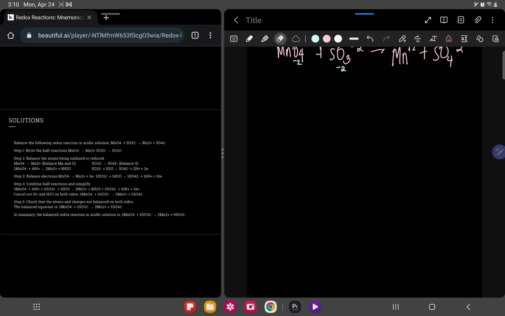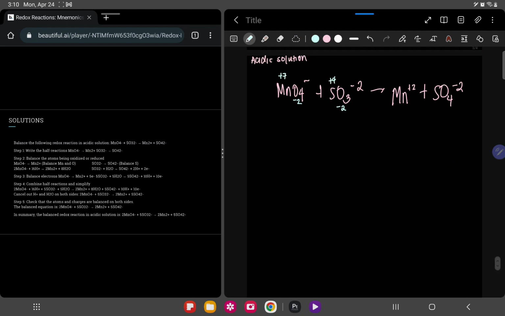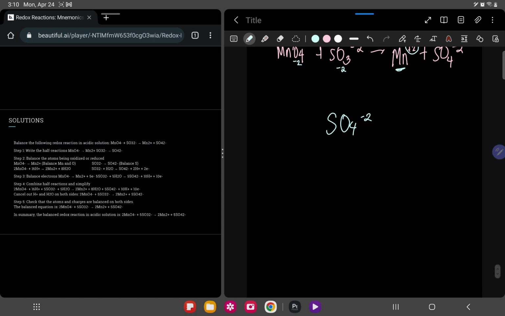Okay, next one we have manganese. For this one, positive 2 will be our oxidation state. Why positive 2? Because this is just a monatomic, meaning there is only one atom in here, with a positive 2 oxidation state. For our sulfate, SO4 negative 2, we have to compute for our sulfur since we know that oxygen is already negative 2.